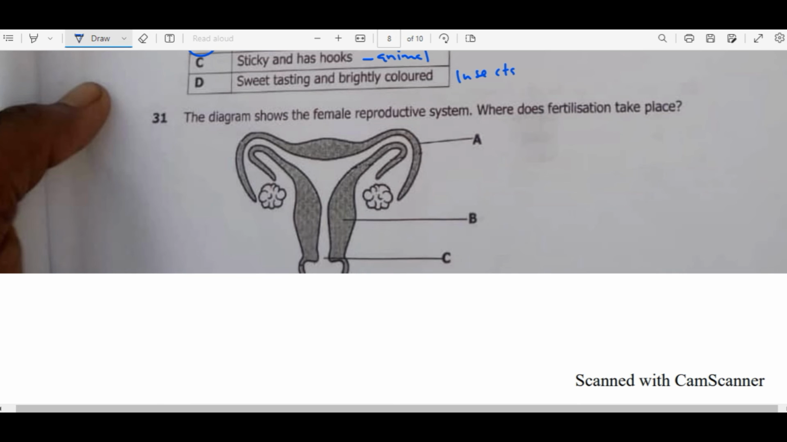Now, meaning that when the egg is produced, it will move. As the sperm comes in, they will meet in the fallopian tube, and obviously fertilization will occur. After fertilization, it will come and implant itself here in the uterus. So where fertilization takes place is A.